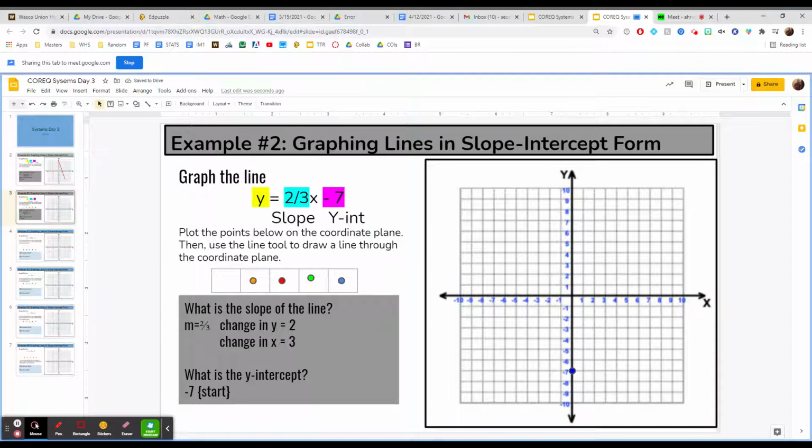Okay, and then the next point, I'm gonna go ahead and drag it. From here, I'm gonna go up 2 on the y, and then 3 to the right on the x. So 1, 2, and 1, 2, 3 to the right. And again with this one, 1, 2, 1, 2, 3. And I'm gonna do it one more time. From this point, 1, 2, 1, 2, 3. And I have all my points completed.